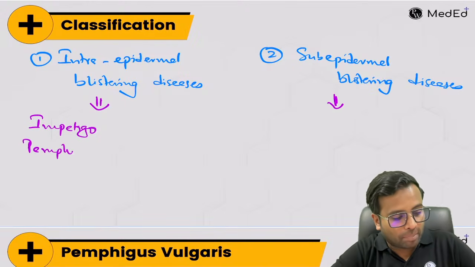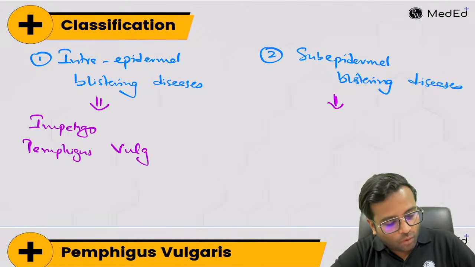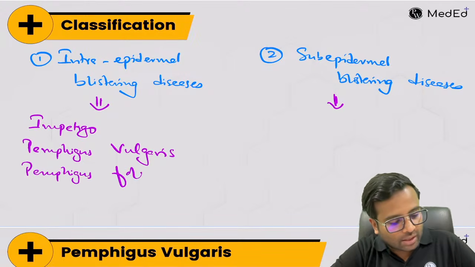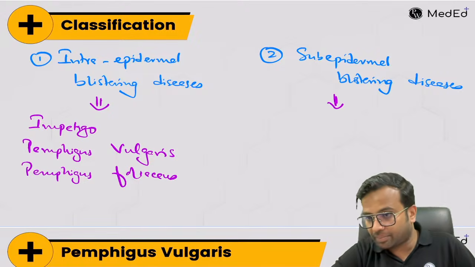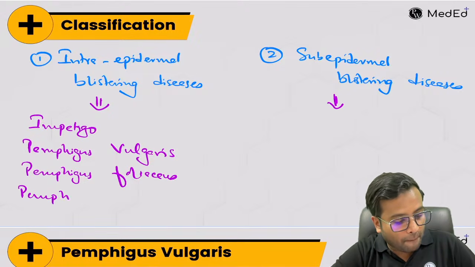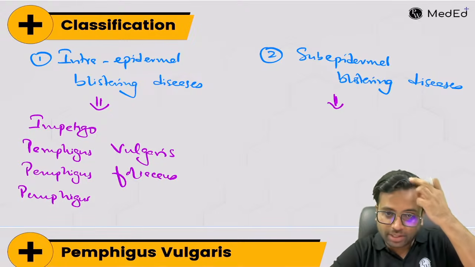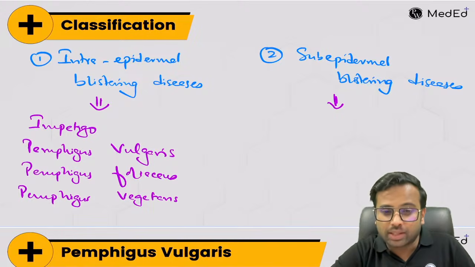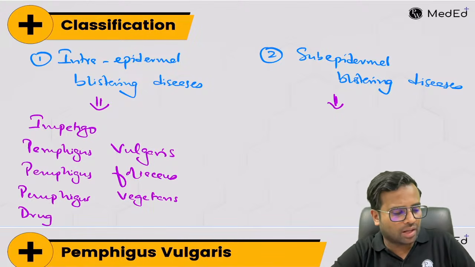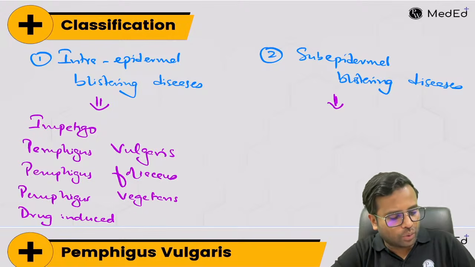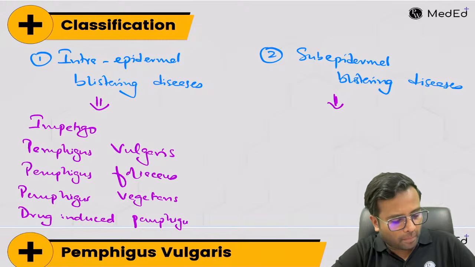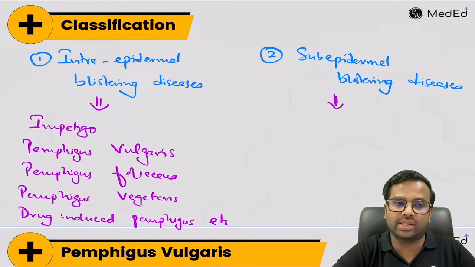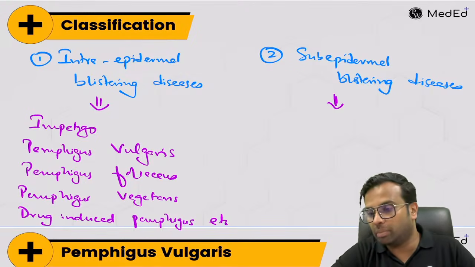Because it can be pemphigus vulgaris, it can be pemphigus foliaceus, it can be pemphigus, which other pemphigus? Vegetans, drug induced pemphigus, isn't it? All those things, drug induced pemphigus, etc. So all the pemphigus group of diseases, they come under intraepidermal blistering disease.